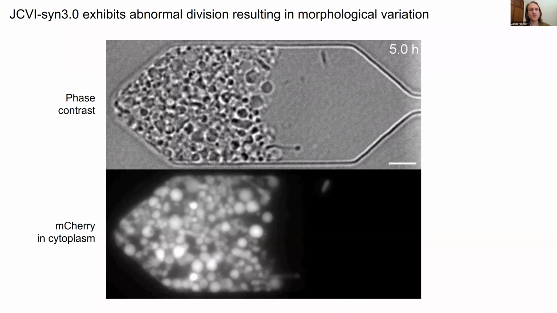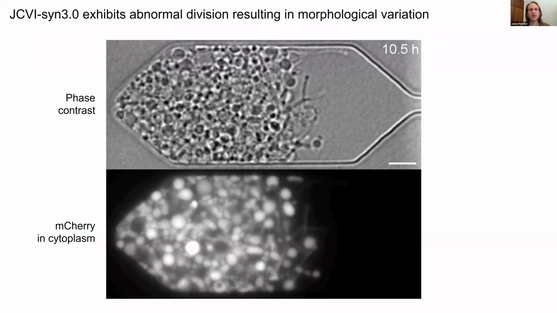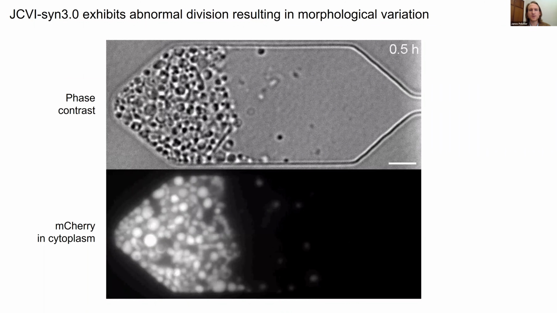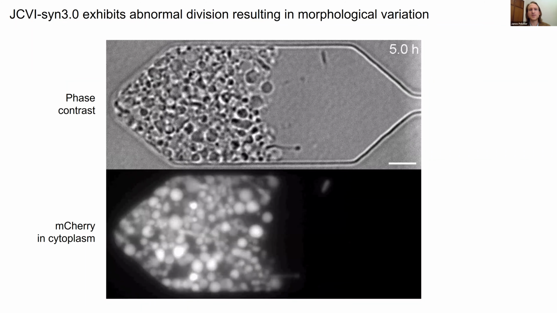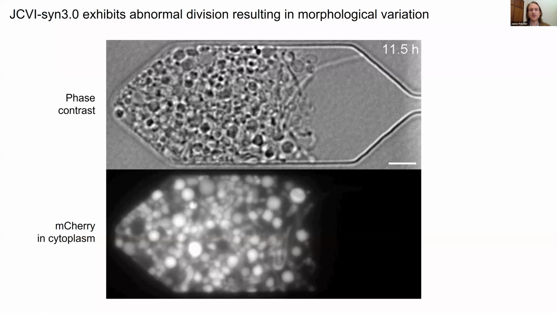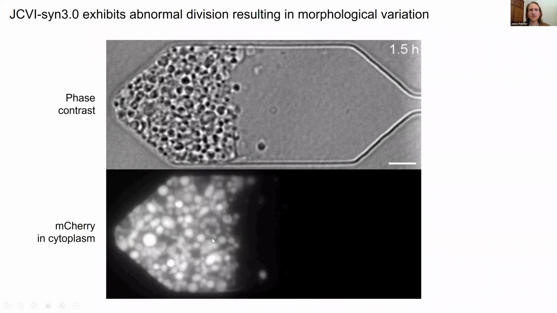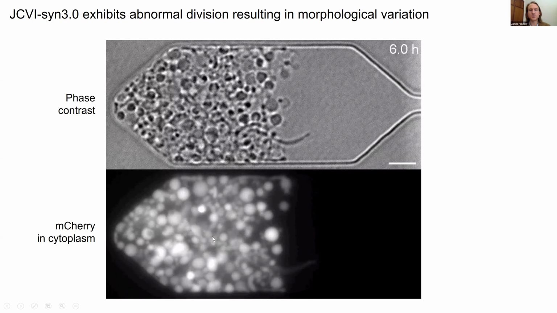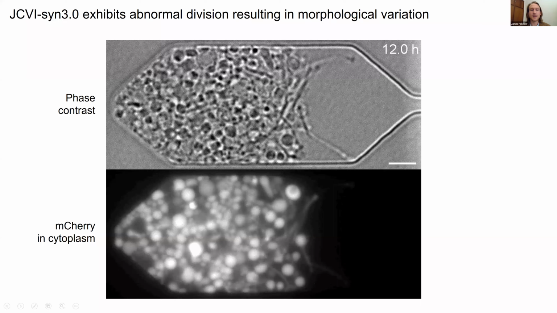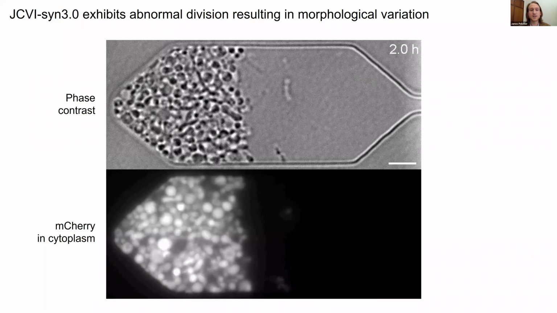And here's a movie showing the growth of JCVI Syn 3.0, which in the microfluidic chemostat also exhibits this abnormal division resulting in morphological variation, where there are some cells that are large, other cells that are small, some filamentous cells, and a variety of sizes and shapes are observed.